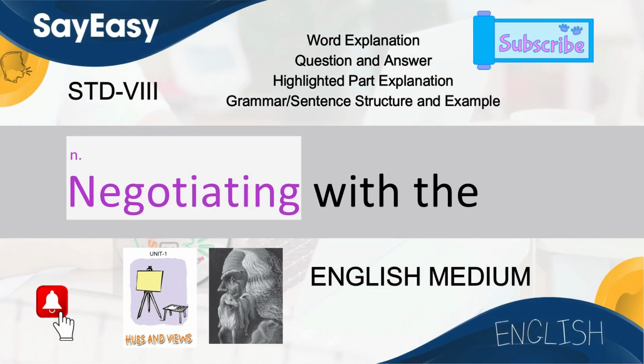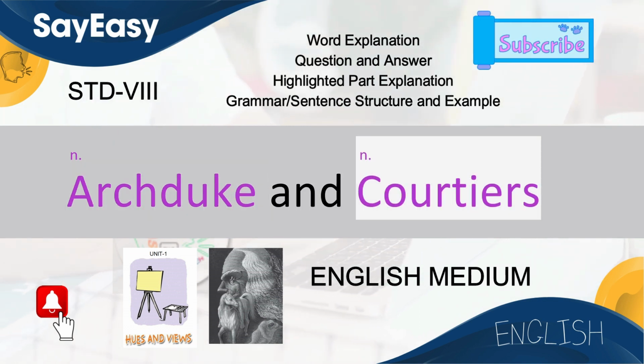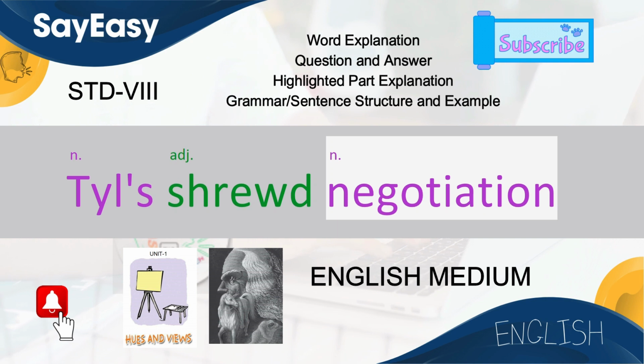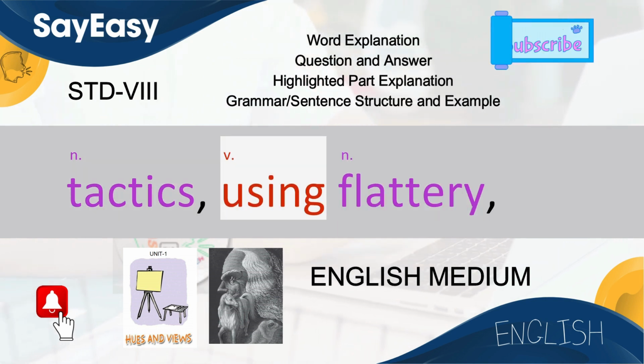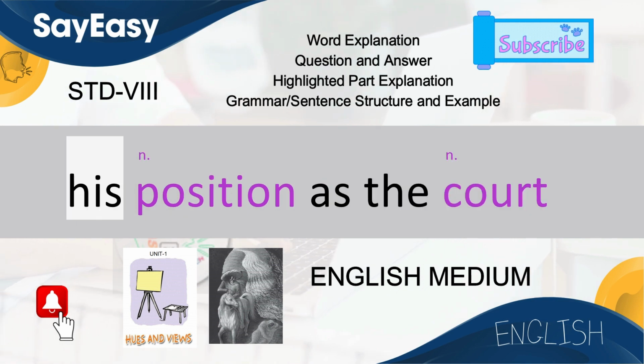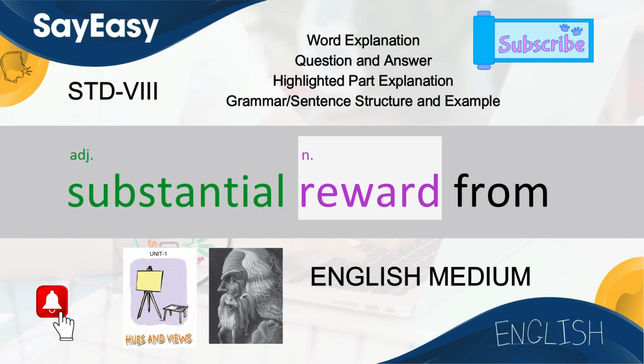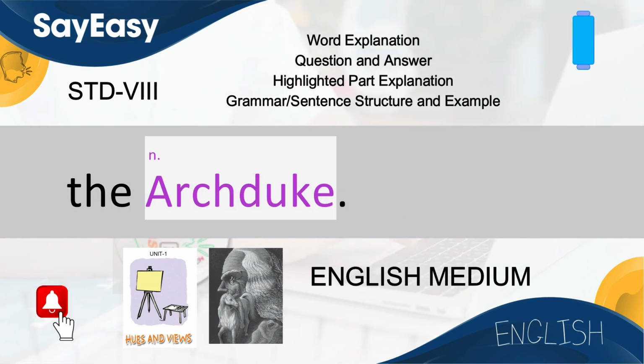Tyval's cunning in negotiating with the Archduke and courtiers. Tyval's shrewd negotiation tactics, using flattery, deception, and manipulation to secure his position as the court painter and earn a substantial reward from the Archduke.